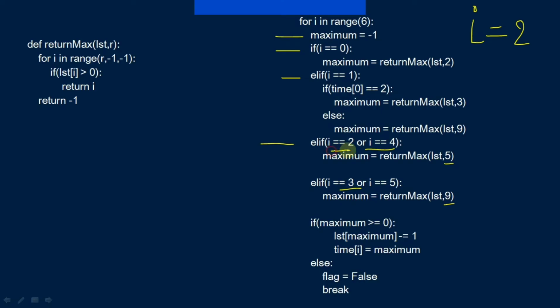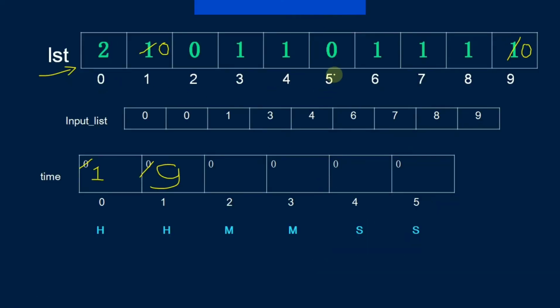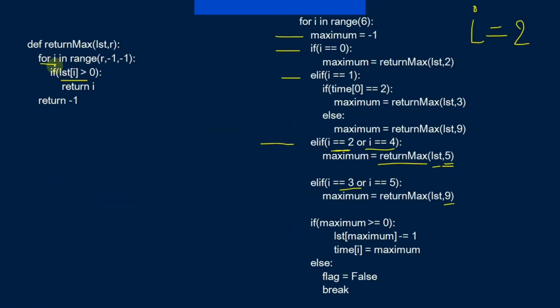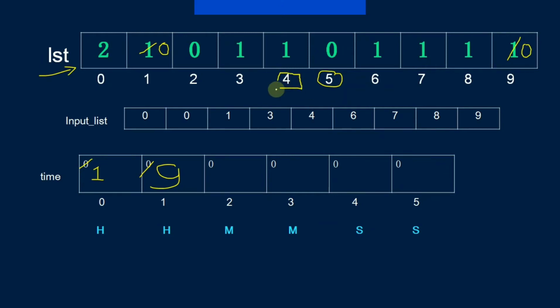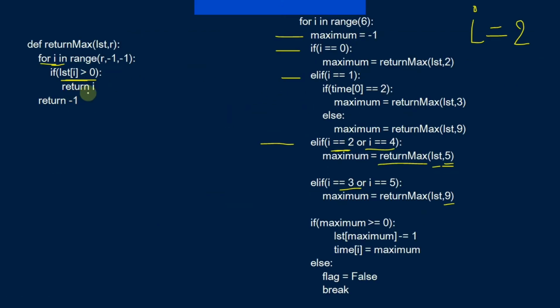So if the I value is 2, this condition will be true, so it will call the function return max LST comma 5. It will check maximum between 0 to 5. Okay, so for I in range 5 comma minus 1 comma minus 1, LST of 5 greater than 0. So let's see, LST of 5 greater than 0, no, the condition is false. So again the I value will be decremented, so it will become 4. LST of 4 greater than 0, LST of 4 is greater than 0, the condition is true, so it will return I. So it will return 4. Okay, so here maximum will hold 4.